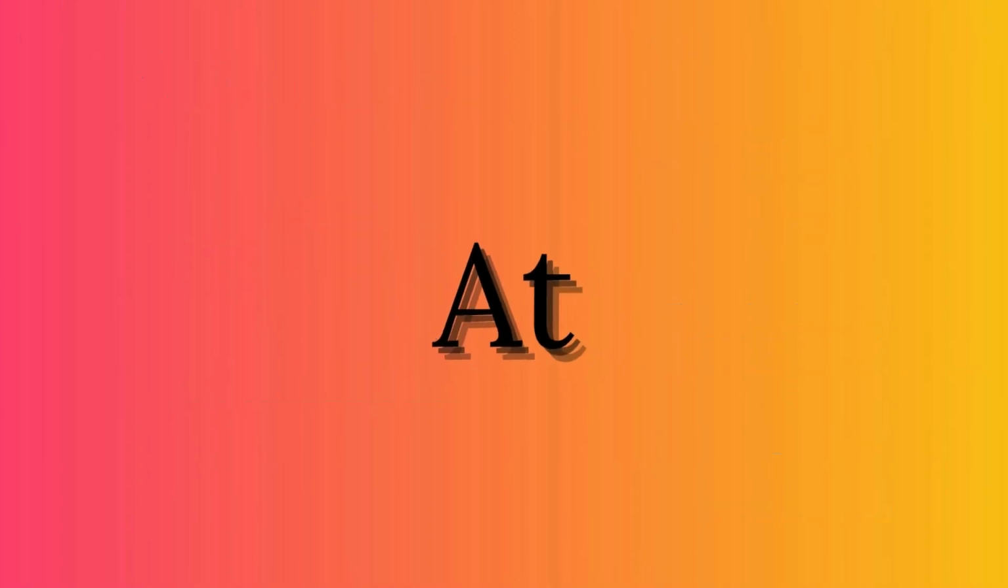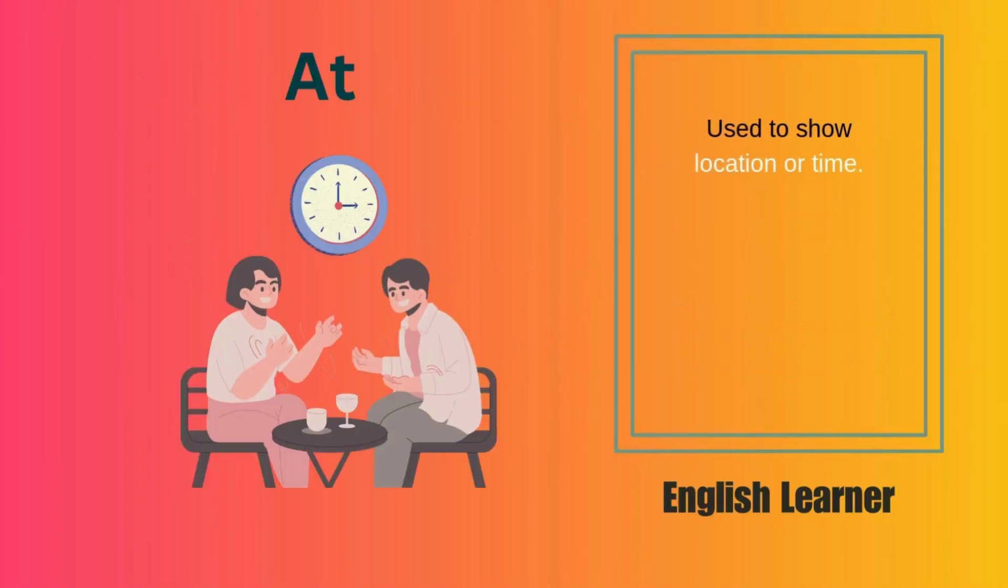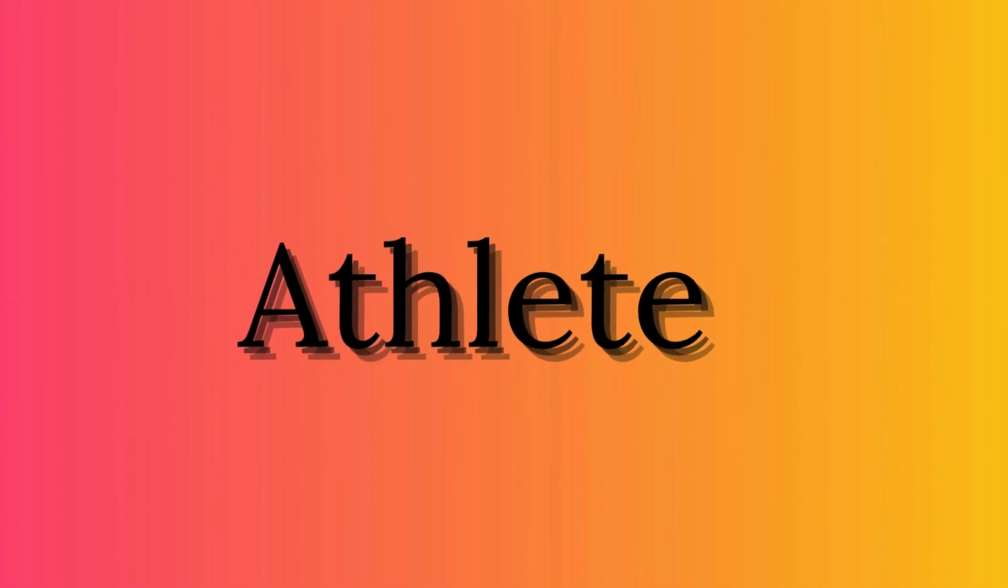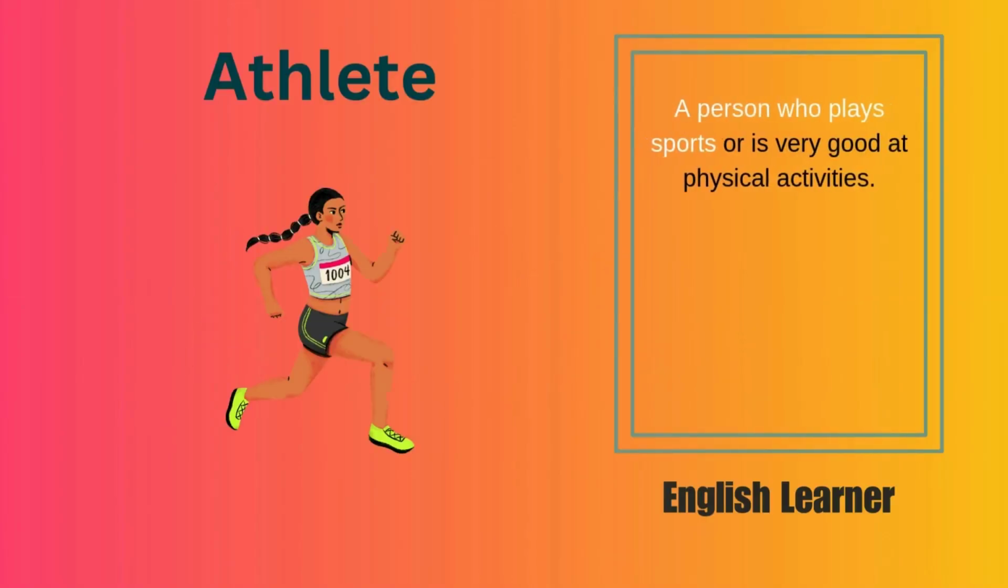At. Used to show location or time. Example. We will meet at the park at 5 o'clock. Athlete. A person who plays sports or is very good at physical activities. Example. She is an amazing athlete and runs very fast.